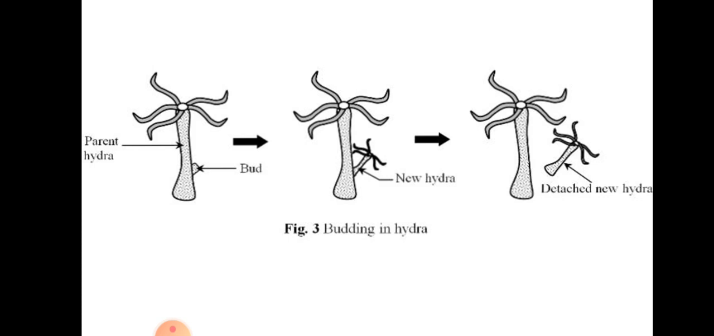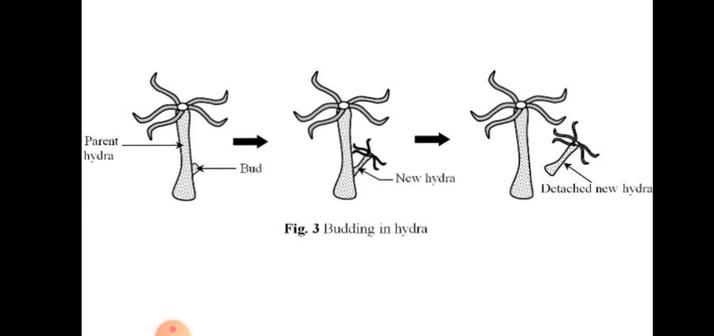So here organisms such as yeast and hydra reproduce by budding. In this form of asexual reproduction, what happens? The cell divides to form a protrusion on the surface of the body. These protrusions are called buds. Yes, in the picture you can see a parent hydra, and along with that the buds are forming. So each bud forms a new organism.